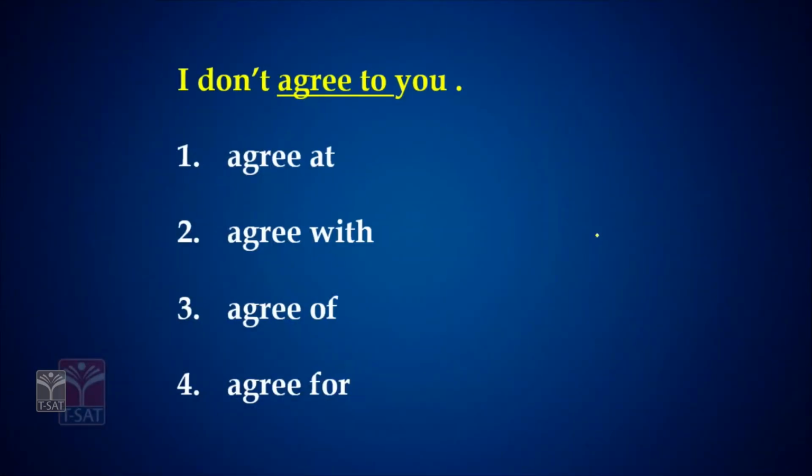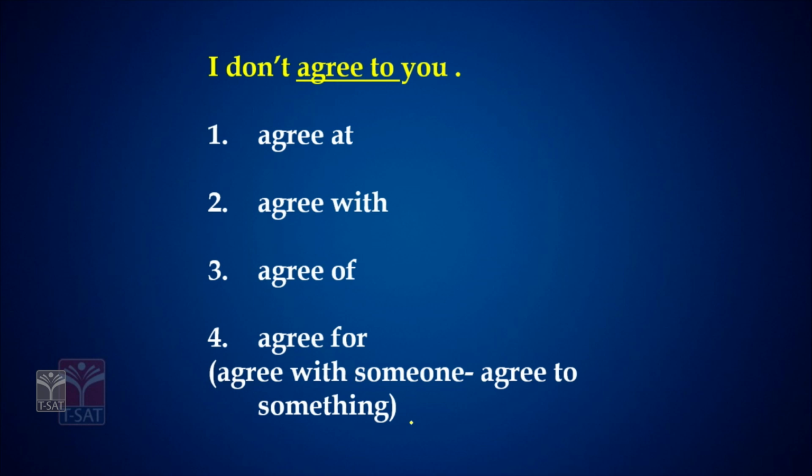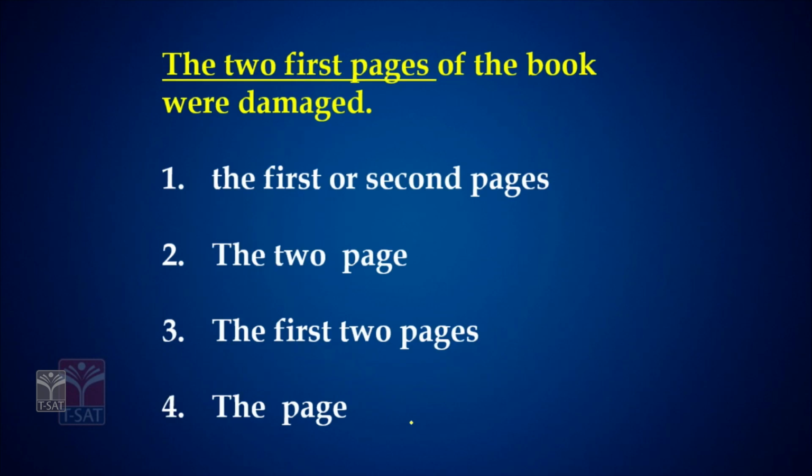And I don't agree to you. So, we use agree in 2 different contexts. You can agree to something and you agree with someone. You can say, I don't agree with you and I don't agree to your statement, or I don't agree to your opinion. So, in this context, I don't agree with you. So, the second one. So, agree with someone and agree to something. Let us see the next sentence.